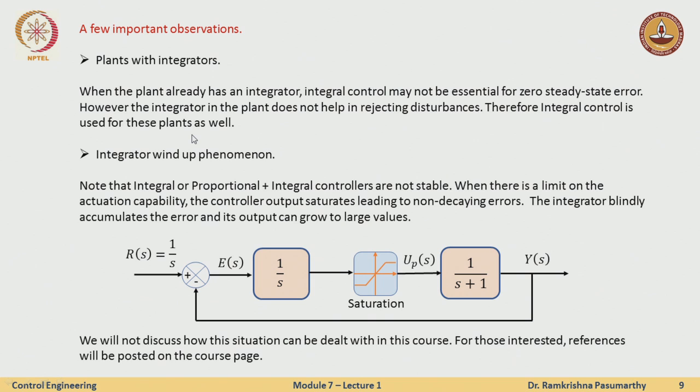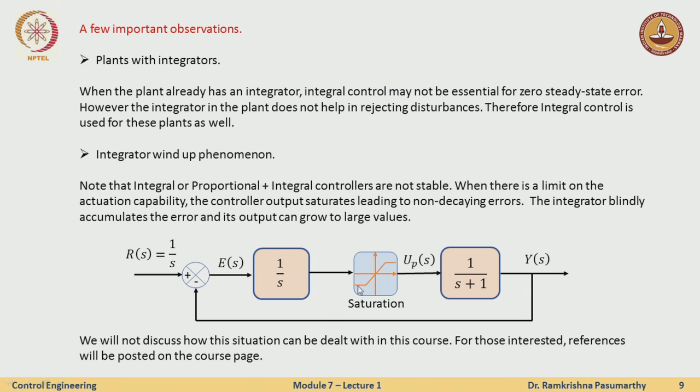Now, this is a very practical issue, right. First, these plants are not always stable, right. I have a pole at the origin, and it could at best be marginally stable. And not only that, there is a limit on the actuation capability. Let us say my actuation signal is some kind of force, which I cannot just apply at infinite value. If I buy equipment which could give me some force, it is bounded above and below by some values, right. And that phenomenon is usually called actuator saturation.